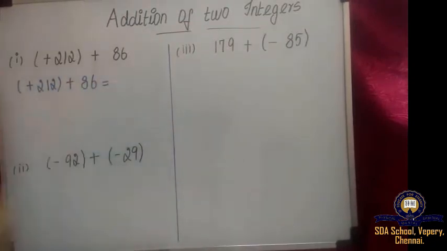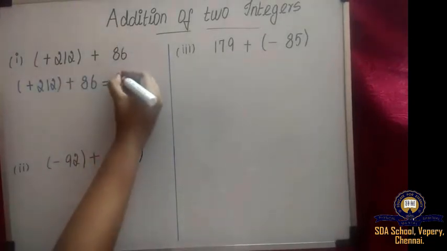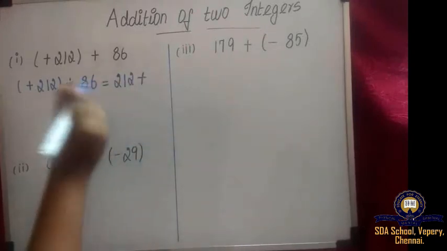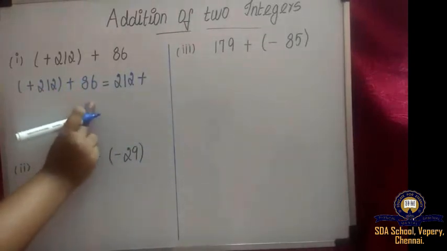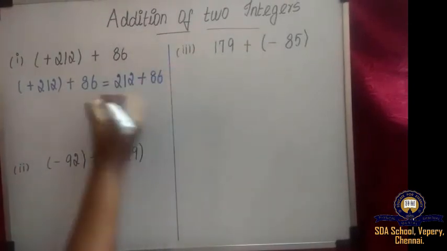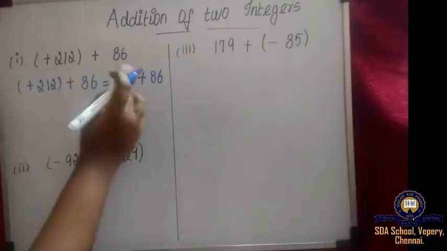86. So what is the absolute value of plus 212? Yes, 212, plus, what is the absolute value of 86? It is 86. So when you add 212 plus 86, what will you get?